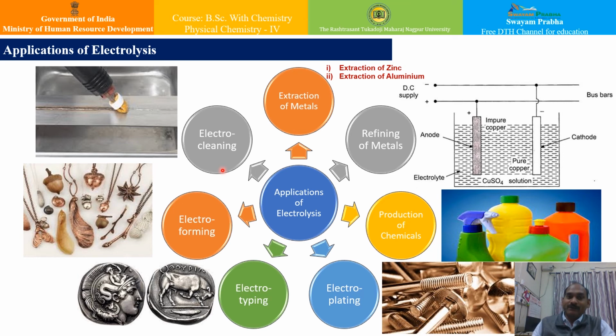You can take the example of refining of metal as well. The main advantage of extraction of metal by the electrolytic process is that the purity of the product obtained is about 98 to 99%.